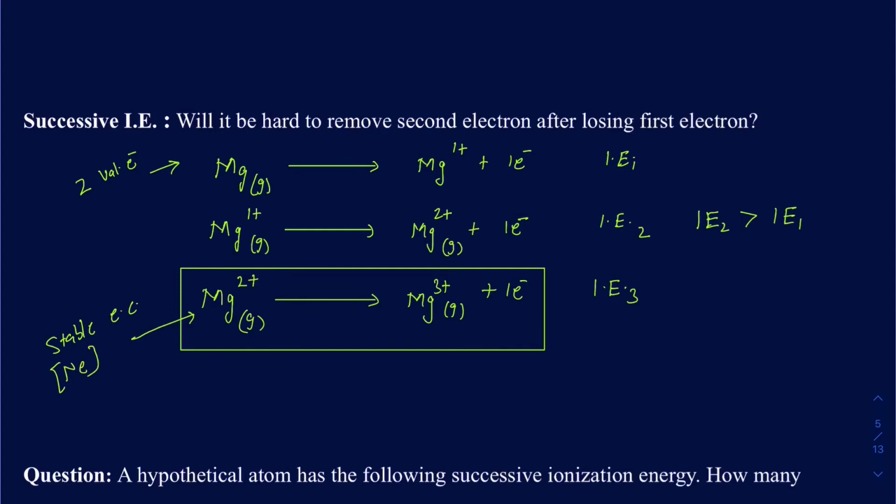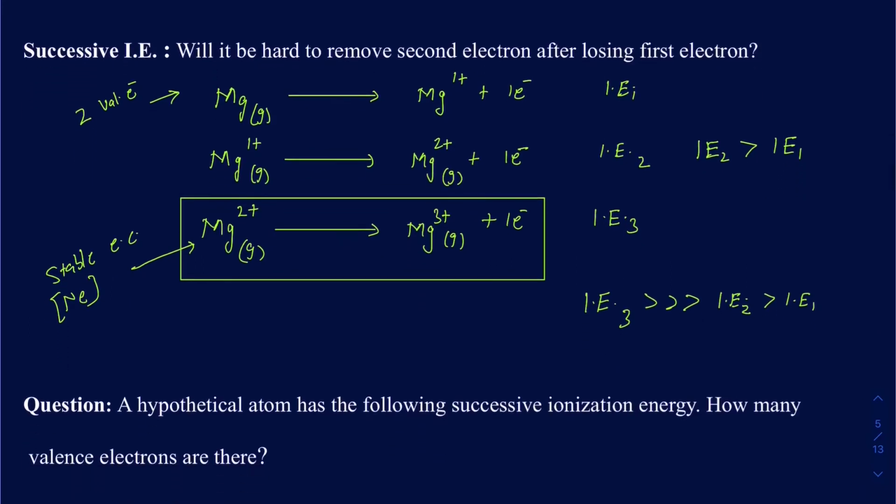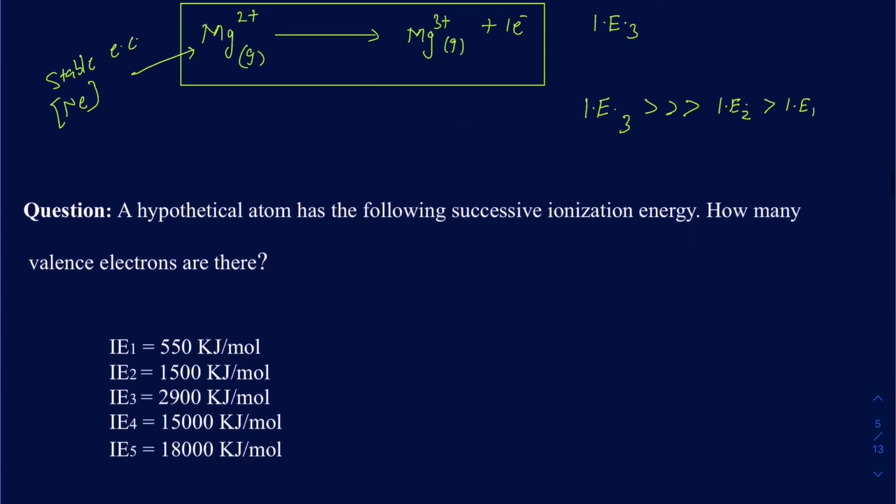So when we're comparing ionization energy 3 with 2 and 1, it's going to be even bigger. Ionization energy 3 is going to be much, much bigger than ionization energy 2, and obviously ionization energy 2 is bigger than ionization energy 1. So sometimes, based on how big the jump is between the ionization energies, you can predict the number of valence electrons. Okay, let's look at an example here.